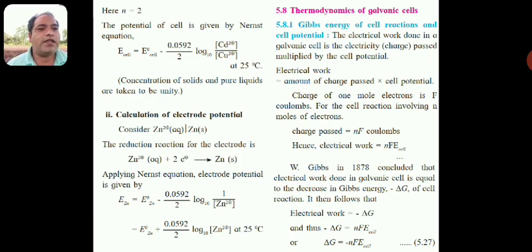It then follows that electrical work is equal to minus delta G, and thus minus delta G is equal to nF into E of cell, or the same equation we can write delta G is equal to minus nF E of cell. That means in any equation, if the left hand side and right hand side are equal to each other, then the whole equation becomes as shown.